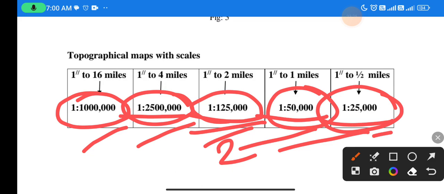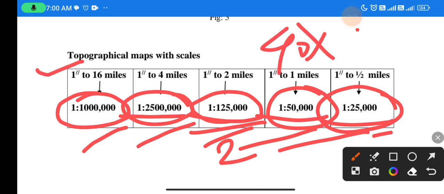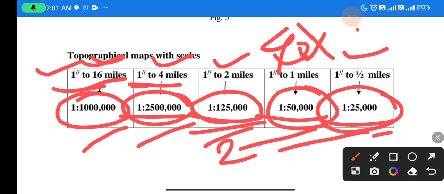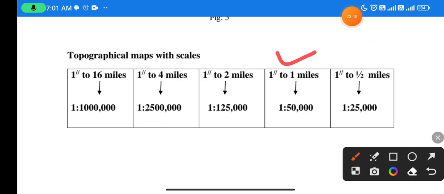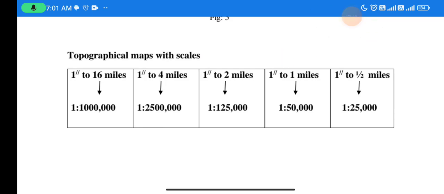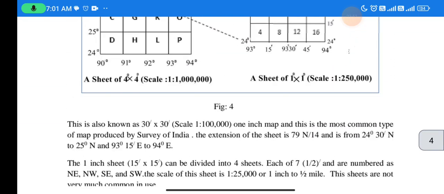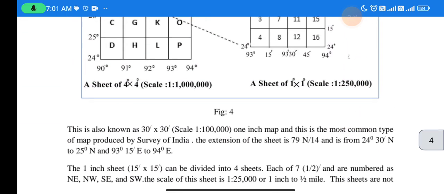So this is the, and I told you that the 4 degree by 4 degree sheet must be 1 inch to 16 miles. So here it is written 16 miles. And this is the million sheets. Okay, so the million sheet scale should be 1 inch to 16 miles, and then 1 inch to 4 miles, then 1 inch to 2 miles, 1 inch to 1 mile, and 1 inch to half mile. So these are the sheets. Inch sheets are this one, because 1 inch to 1 mile. So this is the inch sheet. You can say inch sheet map.